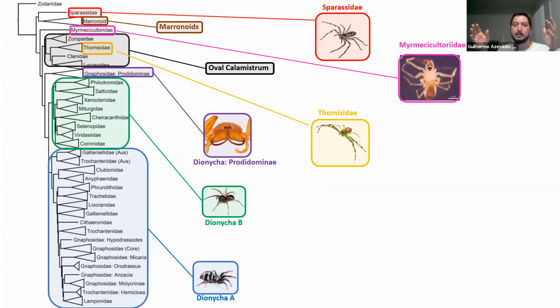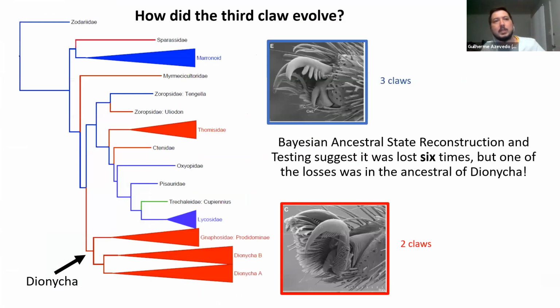So this is the big picture of the Dionycha phylogeny that we have. Prodidomini is sister to the remaining Dionychans. And we have two groups, Dionycha B and Dionycha A. Dionycha B with salticids, corinnids, and Dionycha A with the Anyphaenids, Clubionids, and Gnaphosoids in general. So with this phylogeny, you have a framework to understand the evolution of some characters.